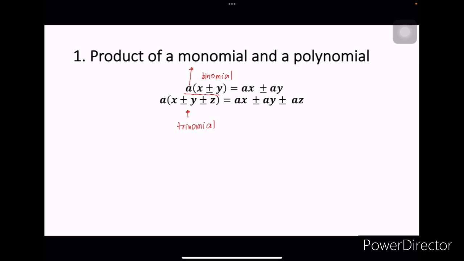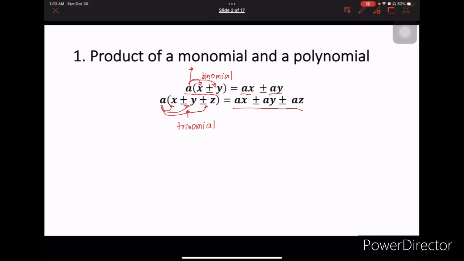If you have a monomial and a polynomial, or binomial or trinomial, you simply distribute the monomial to each term inside the parentheses. So you will have now ax plus or minus ay. If you have a trinomial, your monomial will be distributed to each term inside the parentheses. So you will have ax plus or minus ay plus or minus az. To further understand this, let's have some examples.